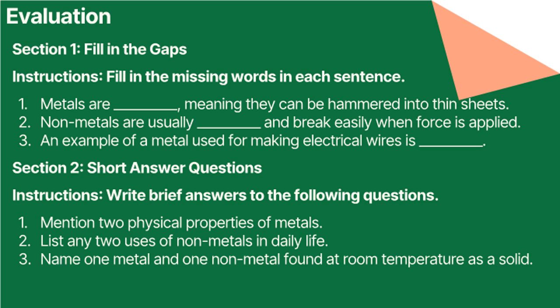Also, answer these short questions. Number 1, mention 2 physical properties of metals. Number 2, list any 2 uses of non-metals in daily life. Number 3, name 1 metal and 1 non-metal found at room temperature as a solid.